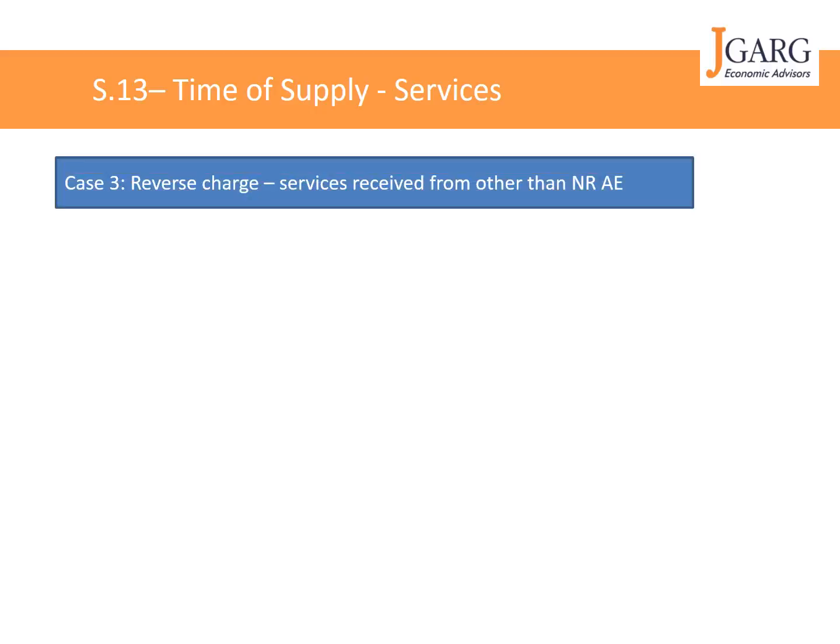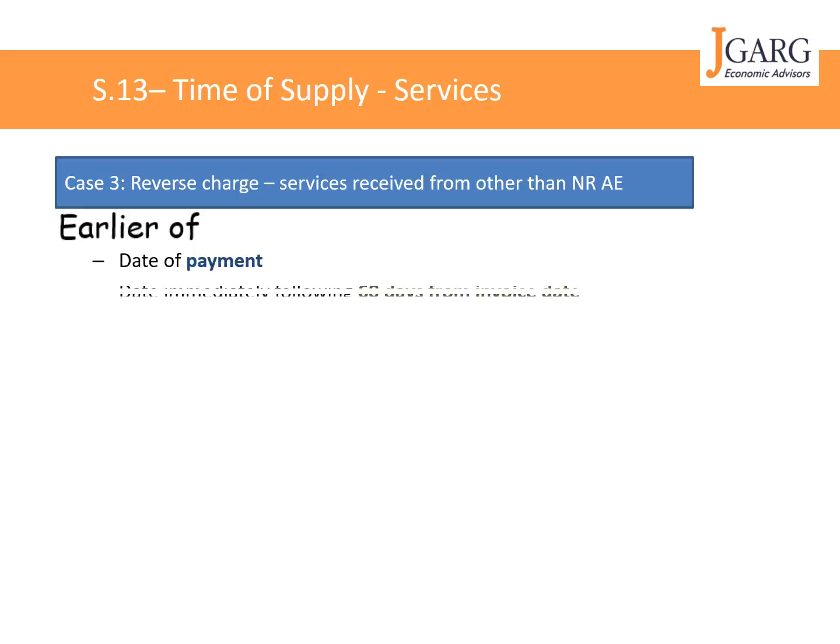It is the second proviso to section 13 subsection 3. Case 3: reverse charge services received from other than a non-resident AE. So what will happen when you need to pay taxes on a reverse charge basis, but you are receiving services from someone other than your non-resident associated enterprises? The earlier of the date of payment or the date immediately following 60 days from the invoice date becomes your time of supply.